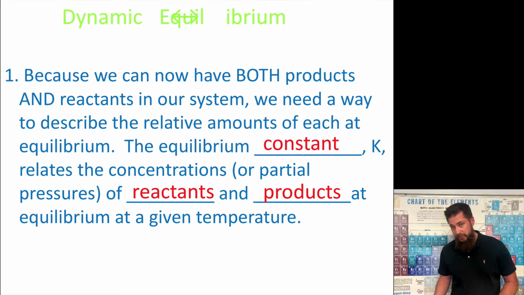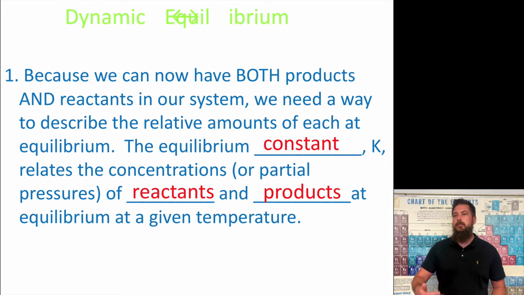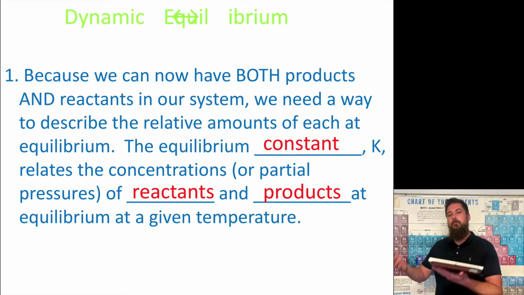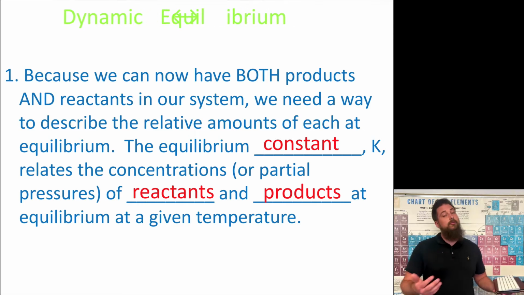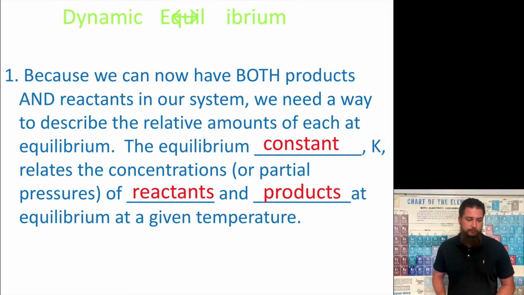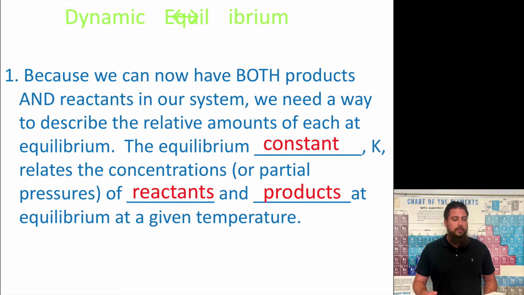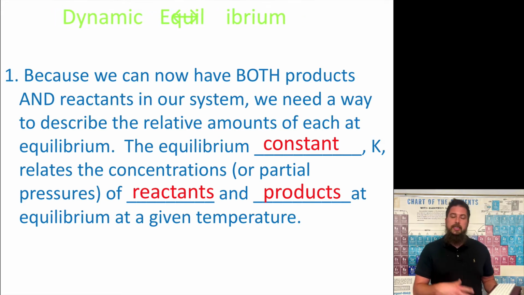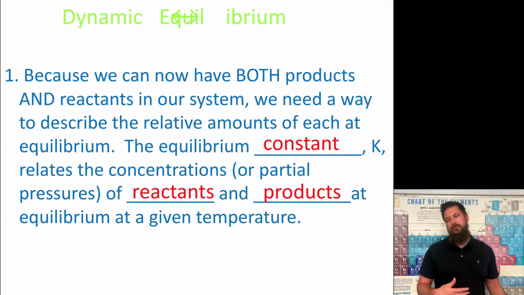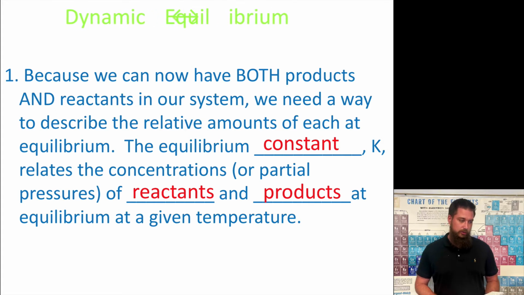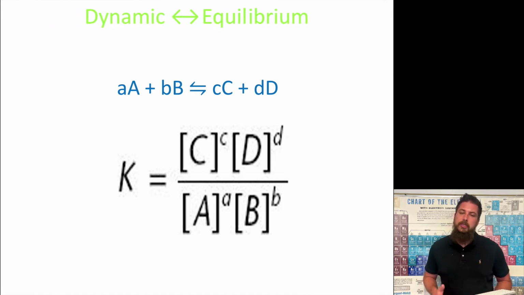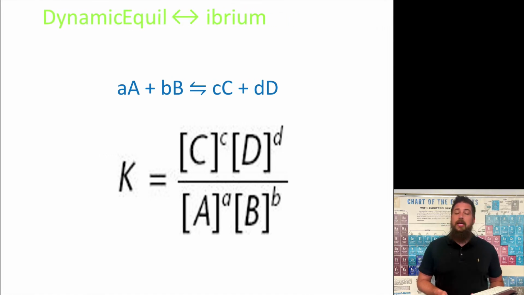Now, if we're dealing with aqueous solutions, we think about it in terms of concentration, in terms of molarity. However, if we're dealing with gases, we think about it in terms of partial pressures. When we assign a K value, we're assigning it at a certain temperature, because as you change the temperature, the K value actually changes. So this is the expression for K. This is the equation for calculating K.